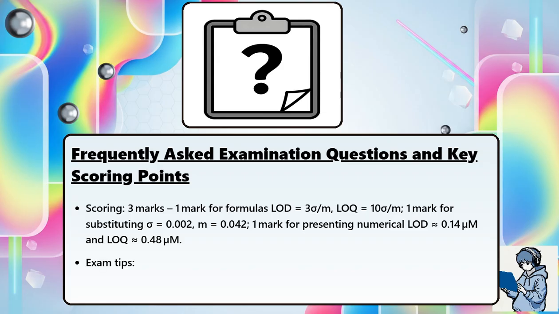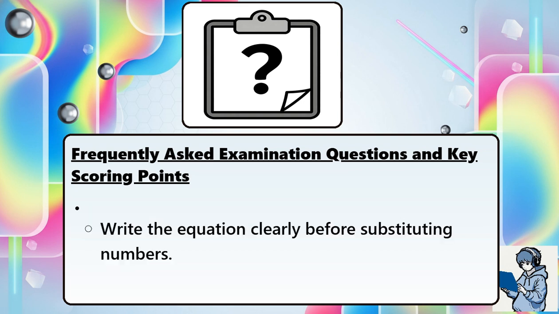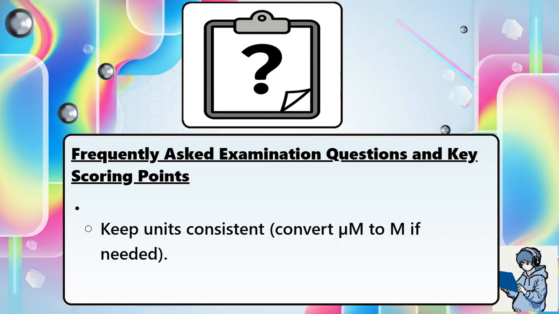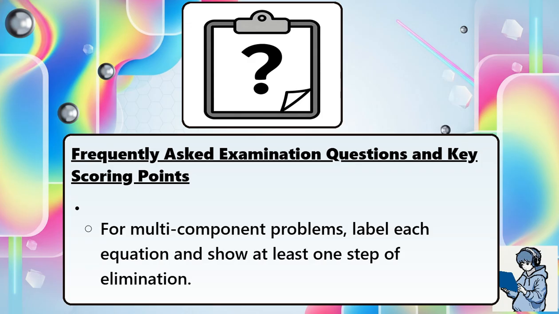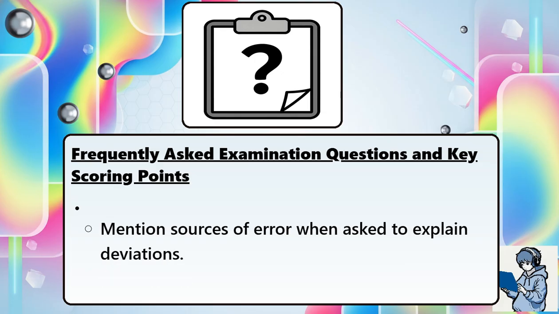Exam tips: Bullet point: write the equation clearly before substituting numbers. Bullet point: keep units consistent, convert micromolar to molar if needed. Bullet point: state any assumptions, monochromatic light, 1 centimeter path. Bullet point: for multi-component problems label each equation and show at least 1 step of elimination. Bullet point: mention sources of error when asked to explain deviations.